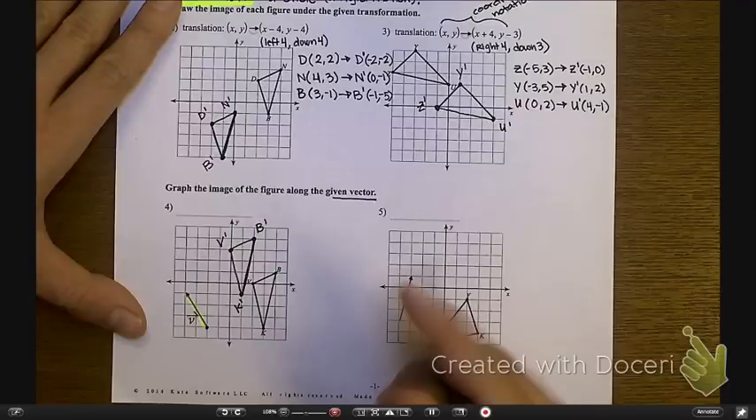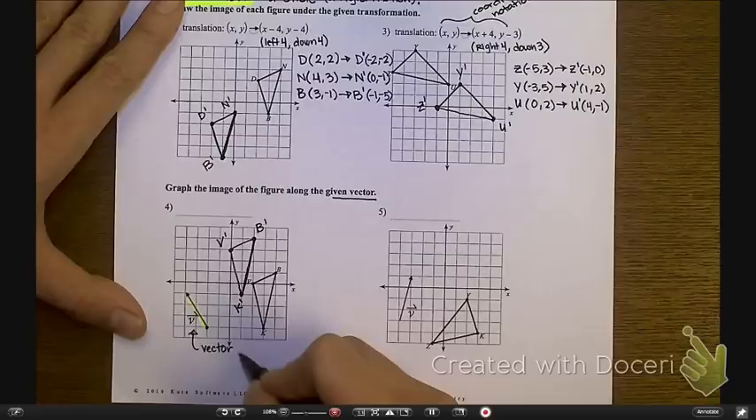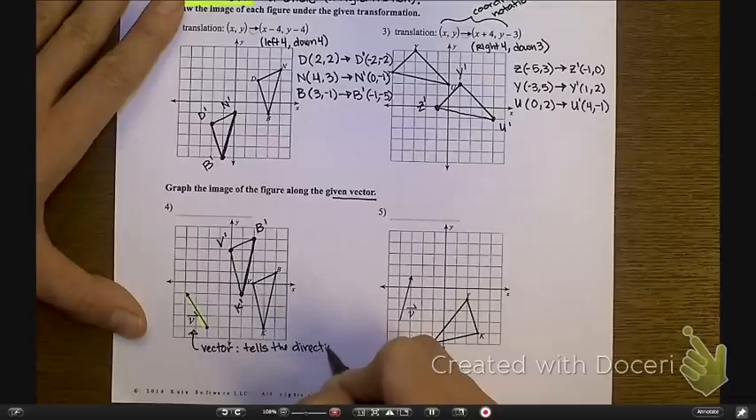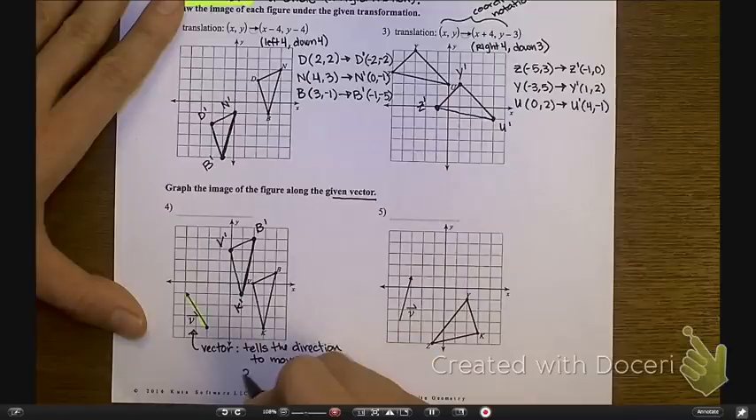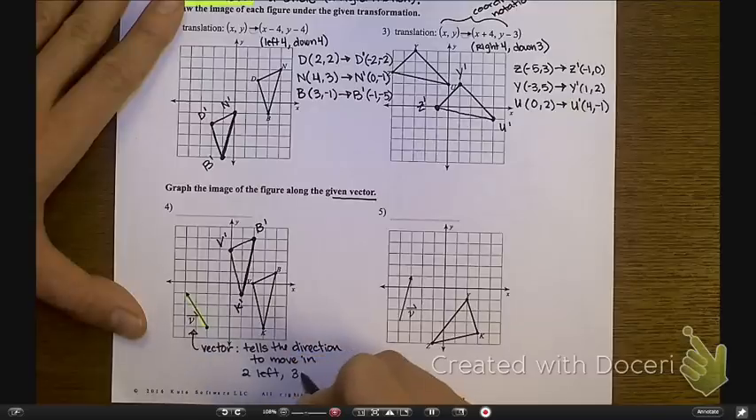So basically, this vector tells us direction, so this particular one is telling me 2 left and 3 up.